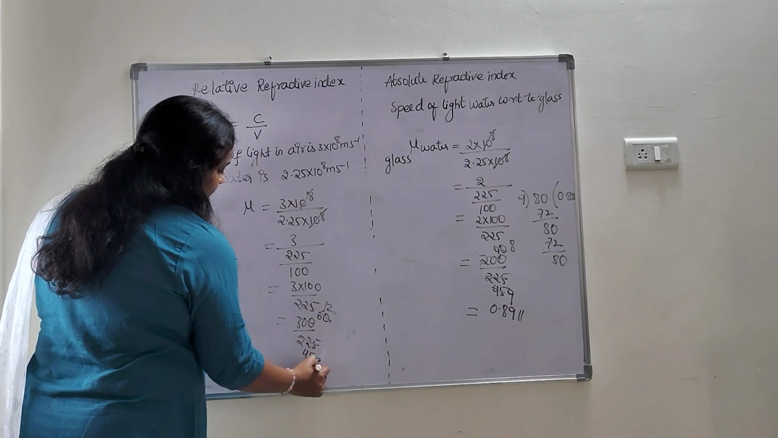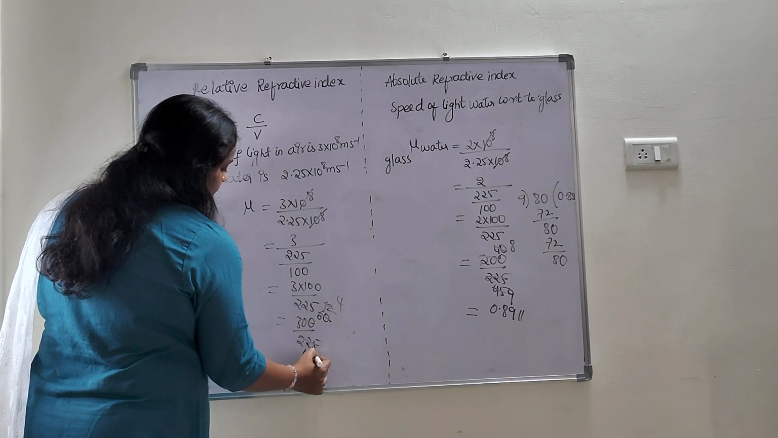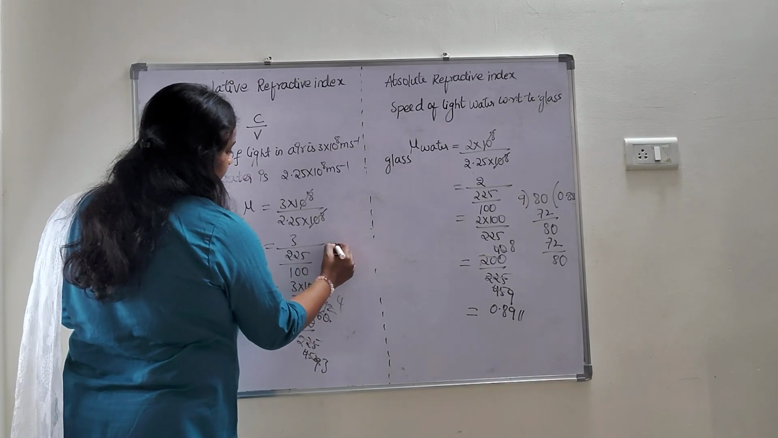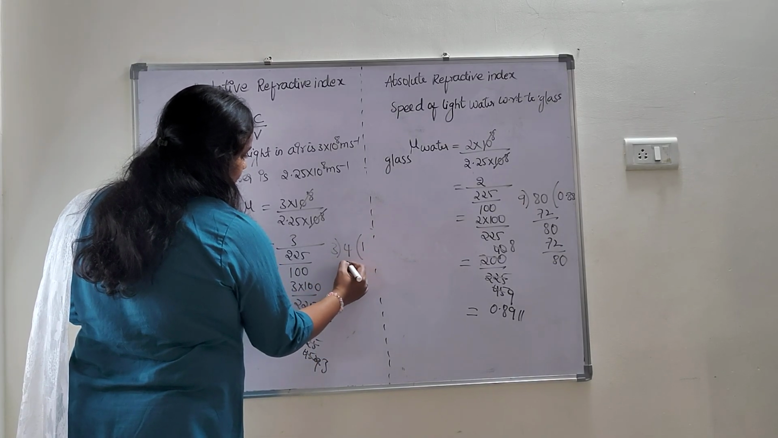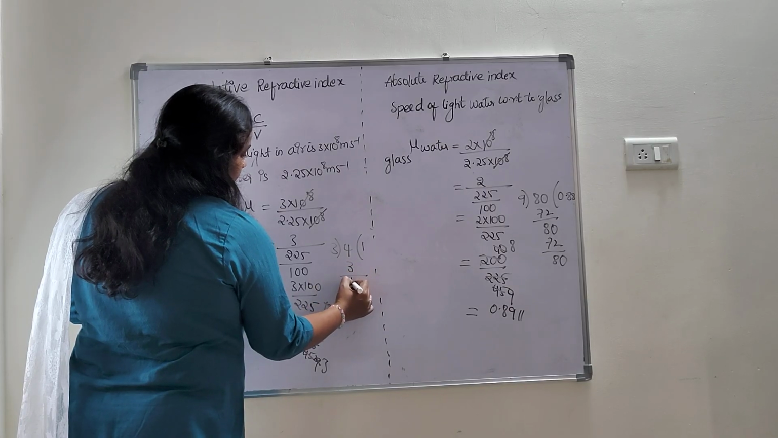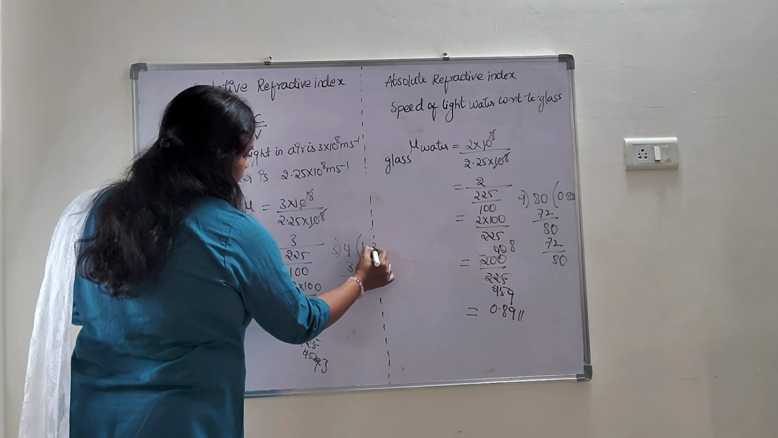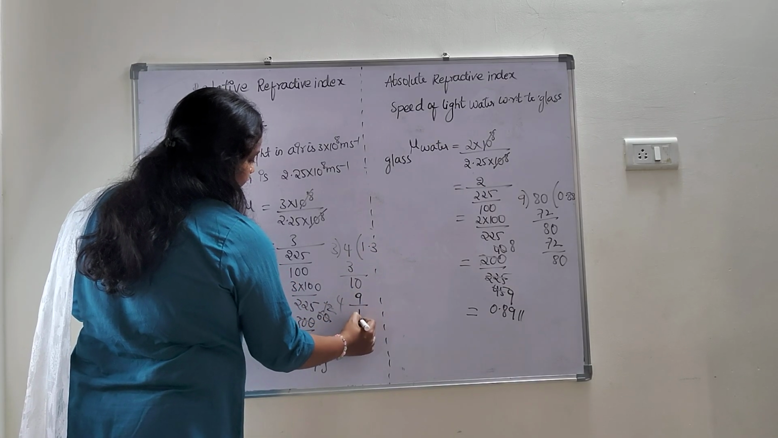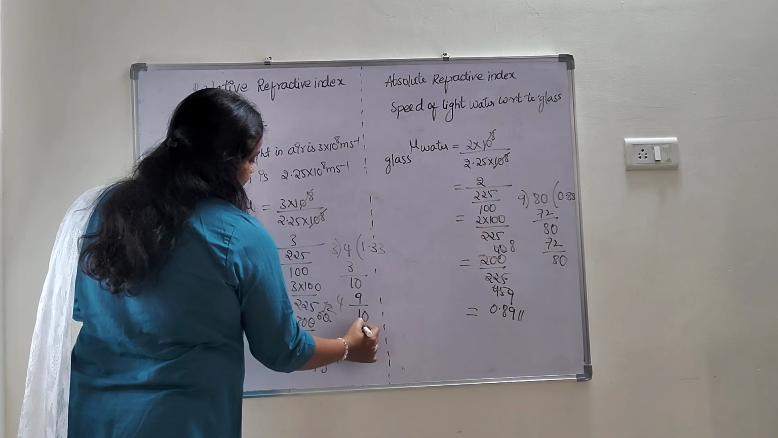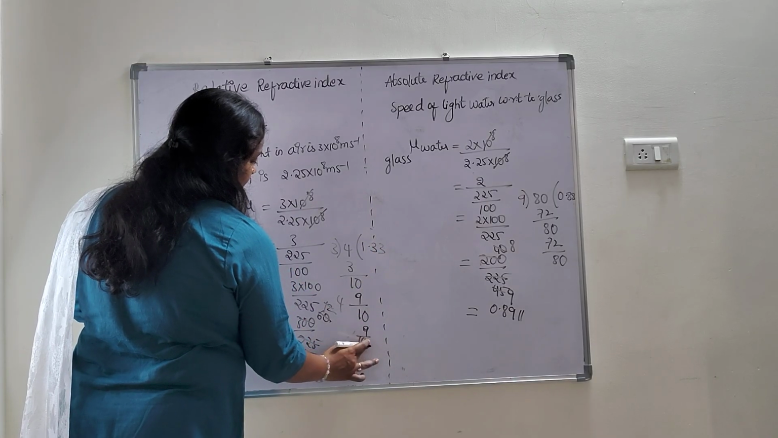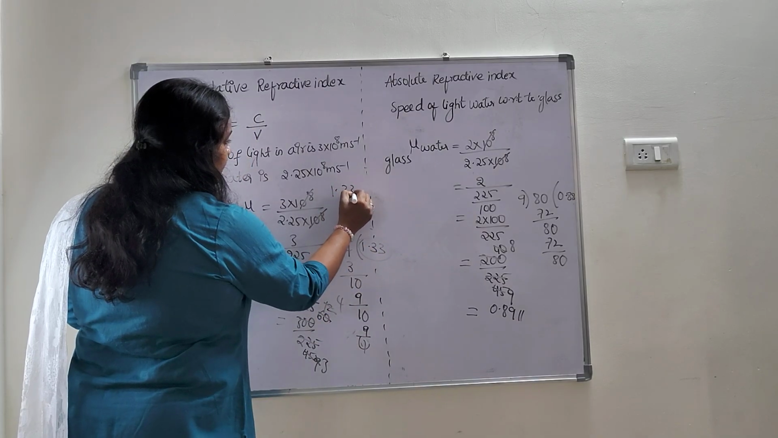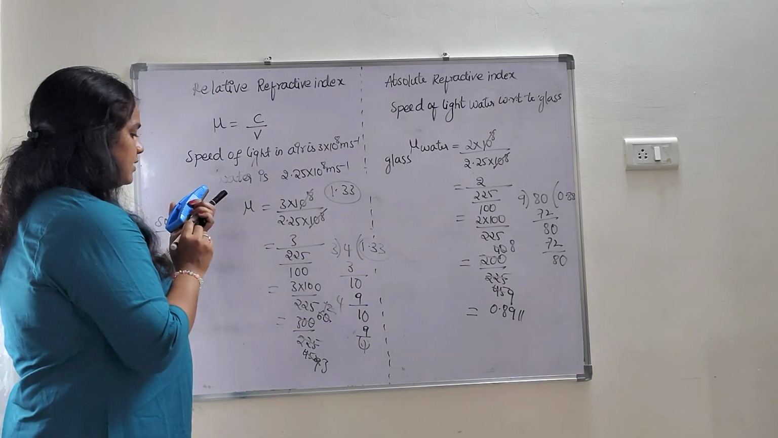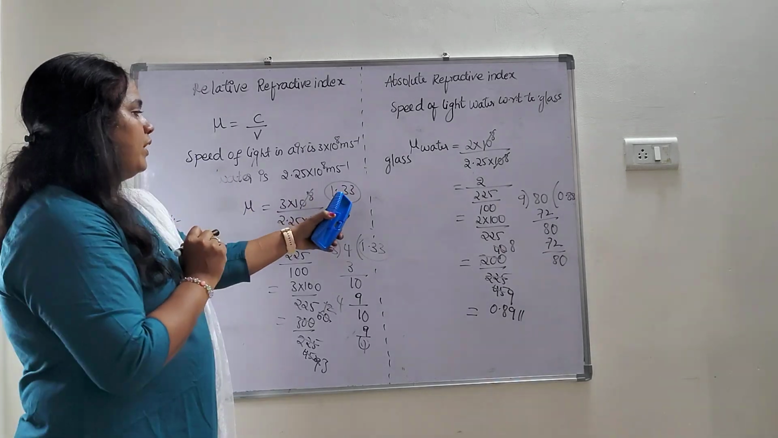If you calculate 3 divided by 4, 3 ones are 3, 3 threes 9, 3 threes 9. So like that it will be continued. So the value is 1.33. So the refractive index of water is 1.33.